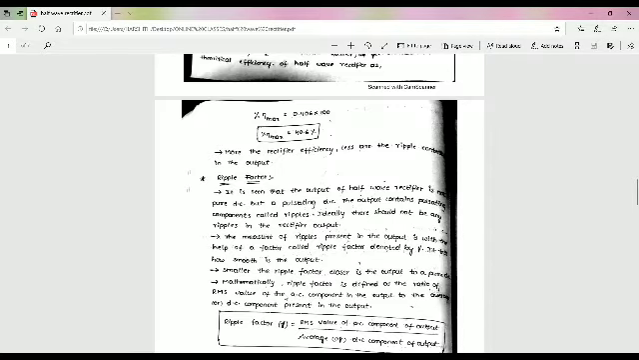Okay. Next one, ripple factor. The ripple factor is seen in the output of the rectifier. The output of a rectifier is not a pure DC. It is a pulsating DC. The output contains pulsating components, which are called the ripples.